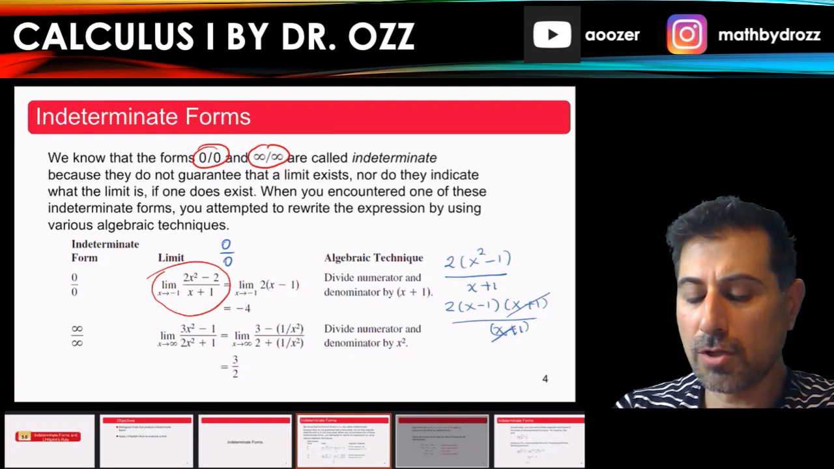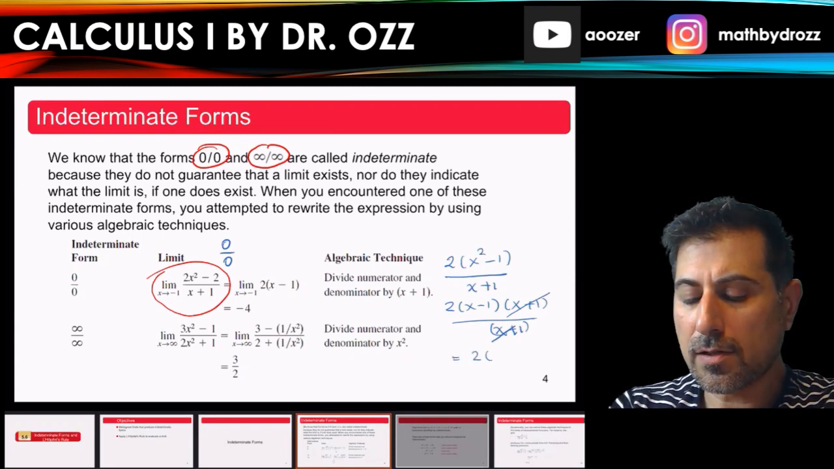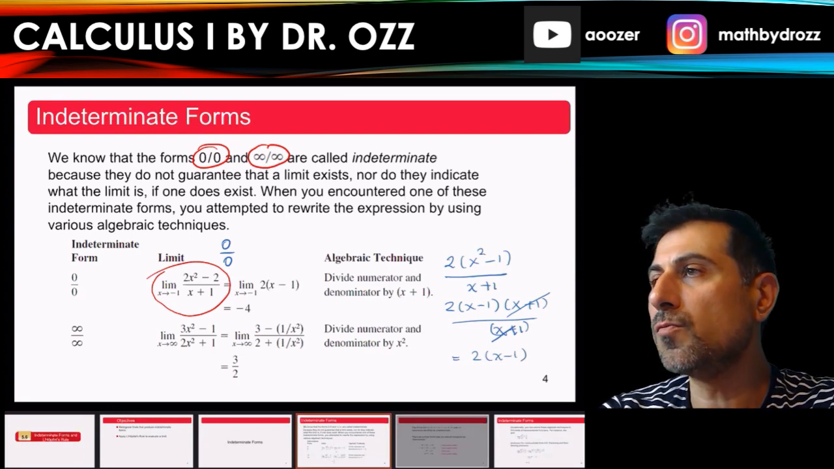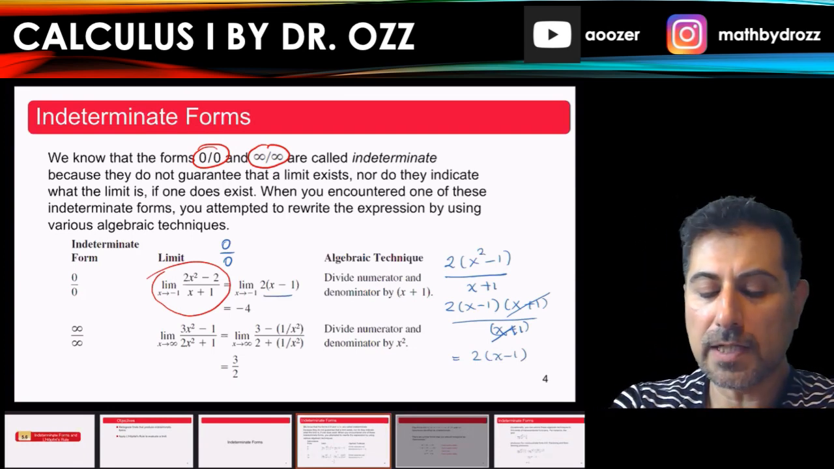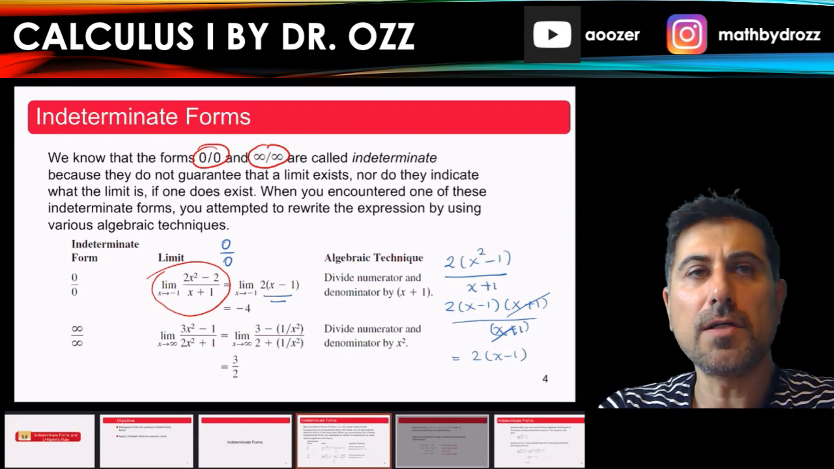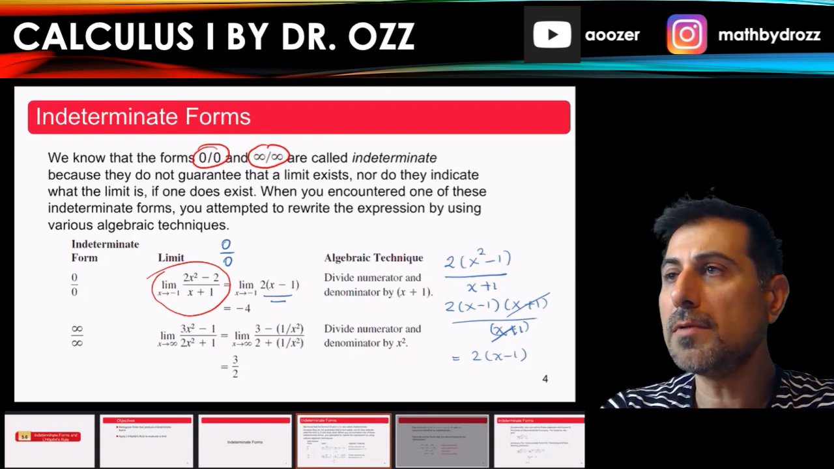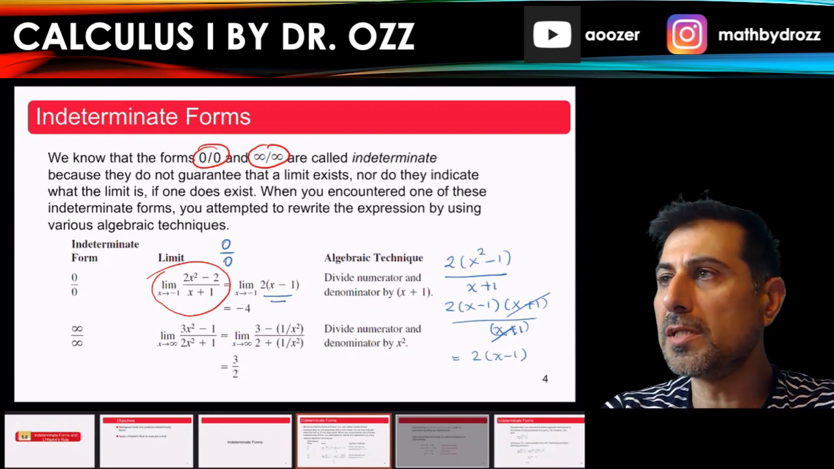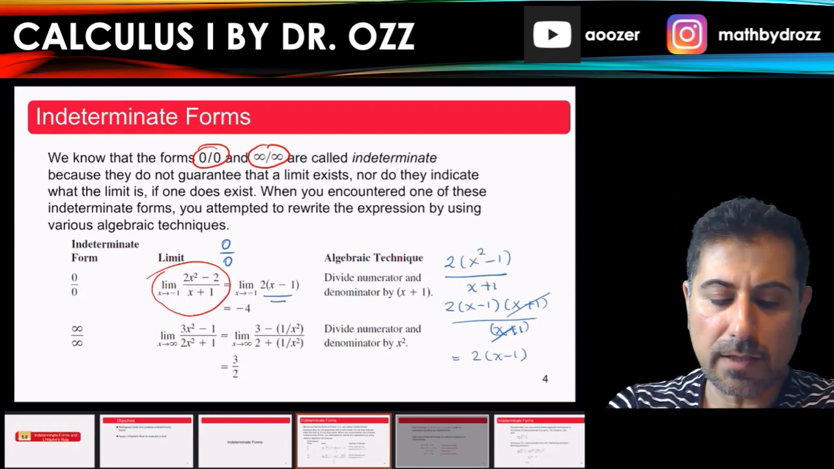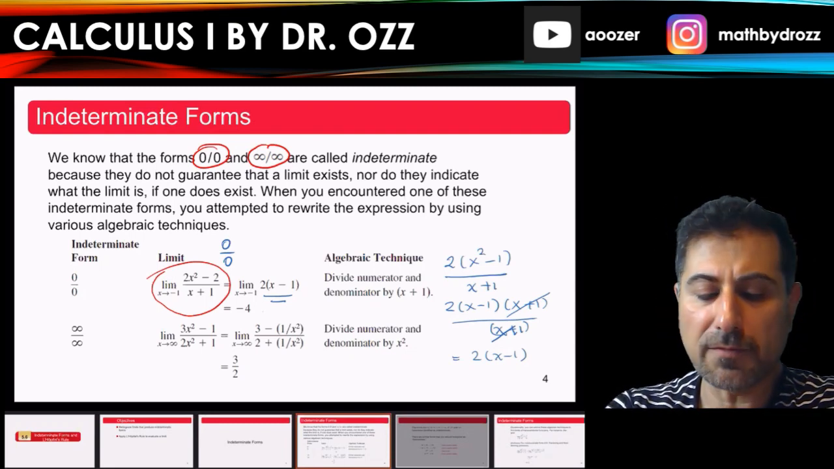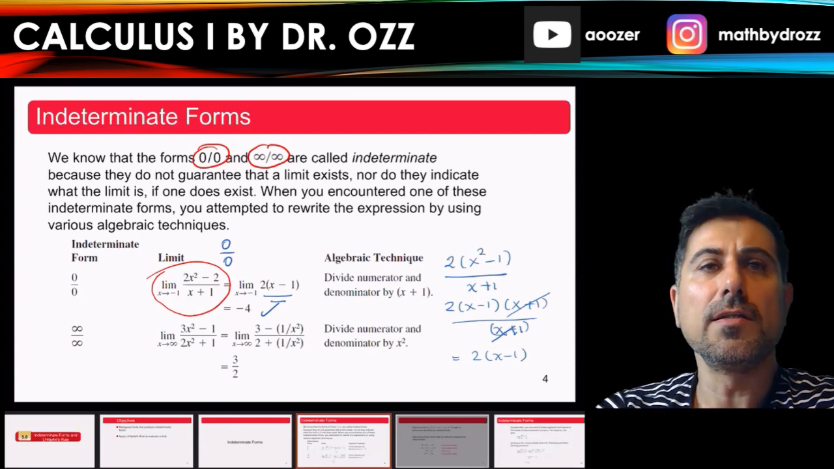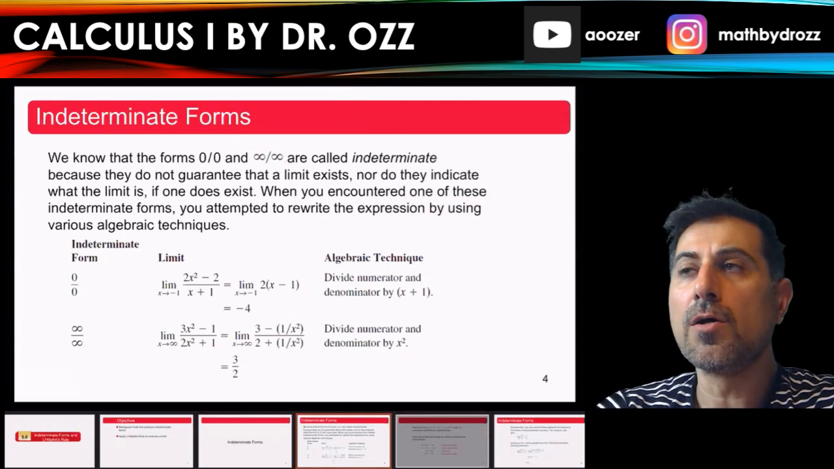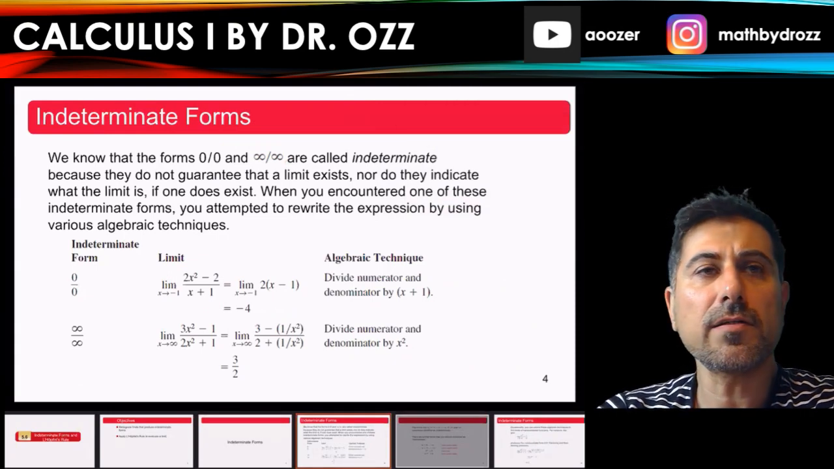As you see, these factors are essentially the same, so we divide them out. Then this quotient is equivalent to 2 times x minus 1. Once you write it this way, you can pass the limit without any problem because you have no 0 over 0 indeterminate form anymore. By plugging in negative 1 here, you get negative 4 as the result of the limit. So this was one thing that we used earlier in the beginning of calculus.